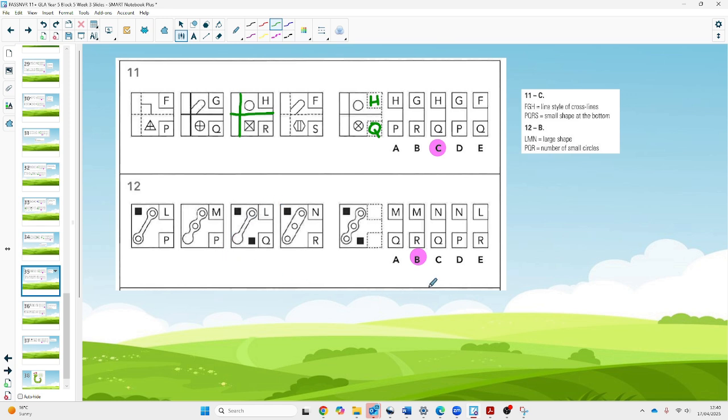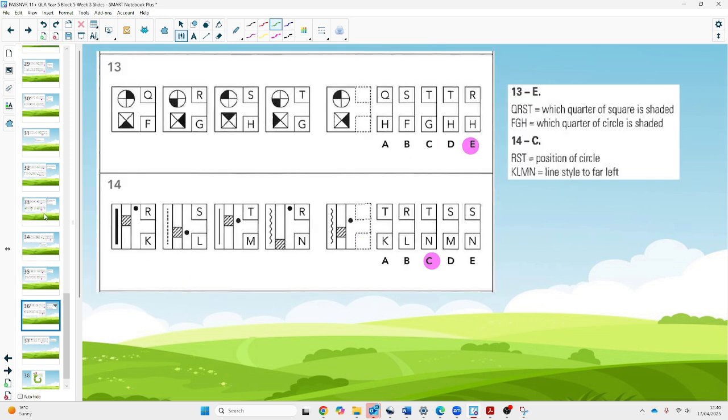Question 12, the answer is B. The L, the M and the N represent the large shape, so we need an M at the top. And then the bottom letter represents the number of small circles, so we need 3 of those, hence why it is MR.